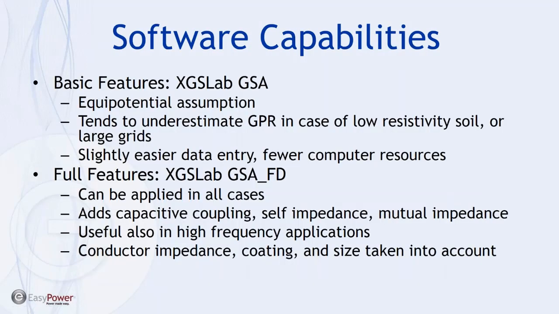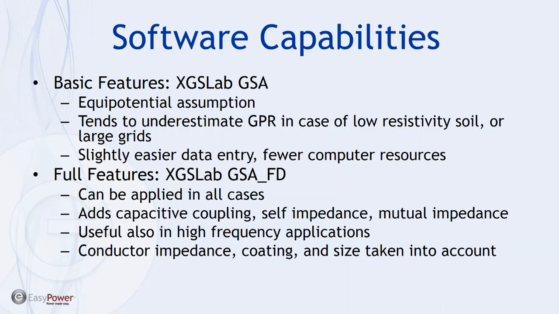So, software capabilities. We will step you through software capabilities in terms of XGS Lab offerings, but we'll also talk about others. First, we'll talk about the base level module, which is called XGS Lab GSA. This GSA module is similar to the CDEGS MALT module, as well as some offerings from ETAP and SKM. There are a couple other simplified grounding modules out there.